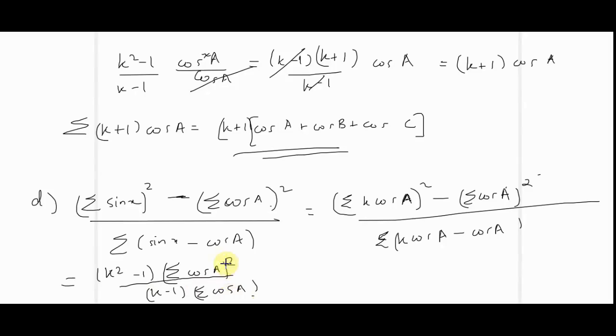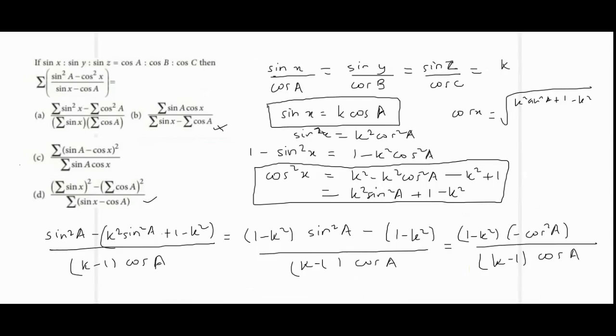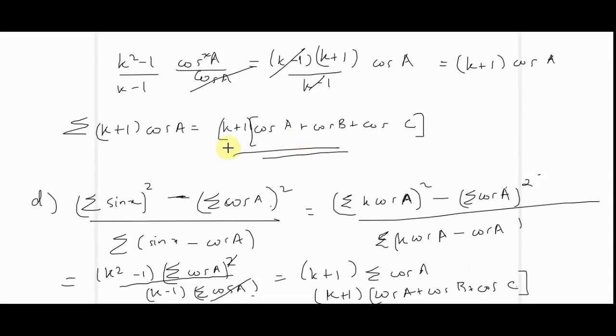Again you see this cancels, summation cos A. And then like in the first part you have k plus 1 here, because k minus 1 cancels from the numerator and denominator. You have k plus 1 summation cos A, which is exactly what we need. K plus 1 cos A plus cos B plus cos C, which was what we got when we simplified the expression in the question, this one.